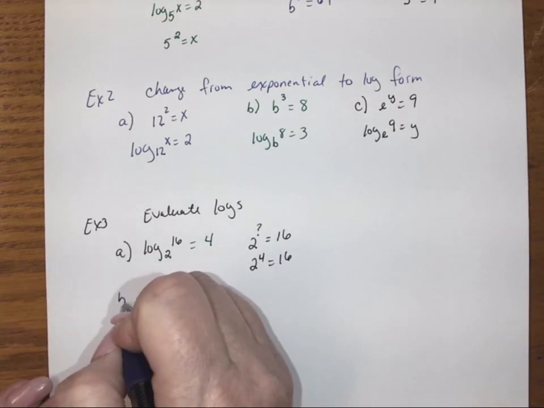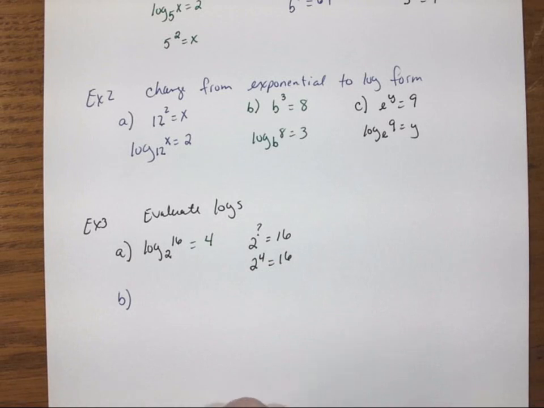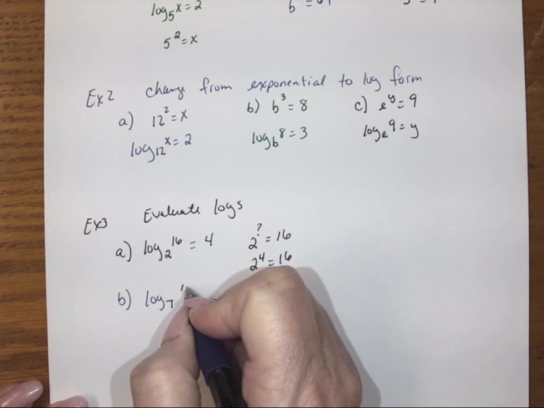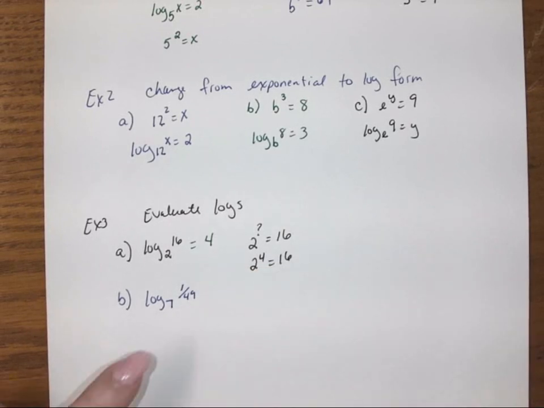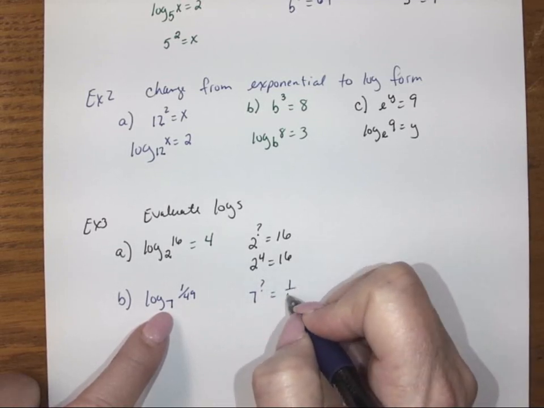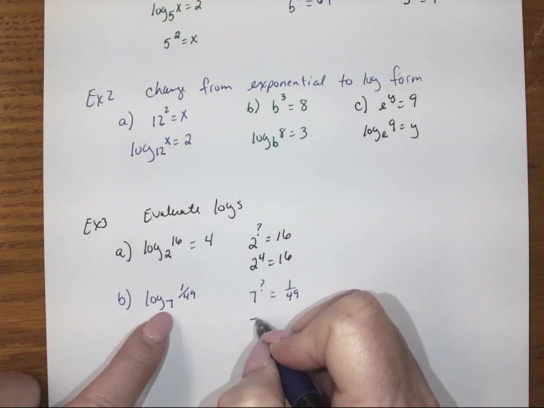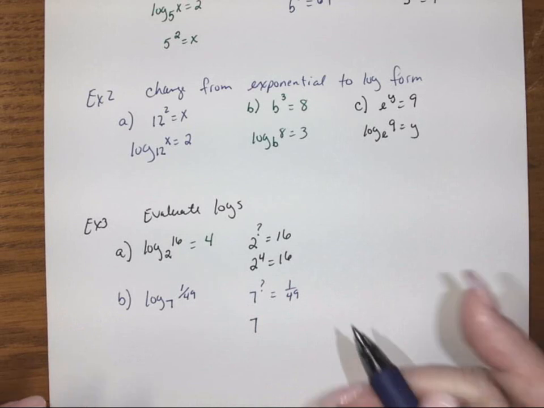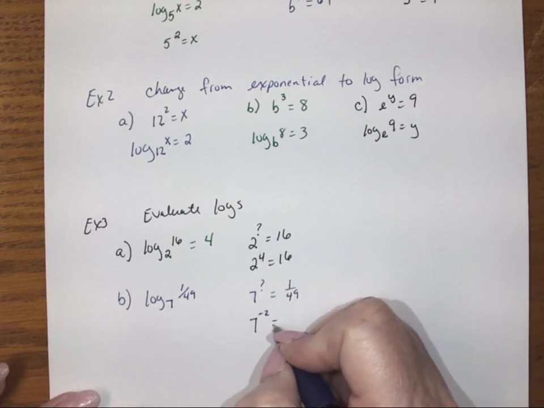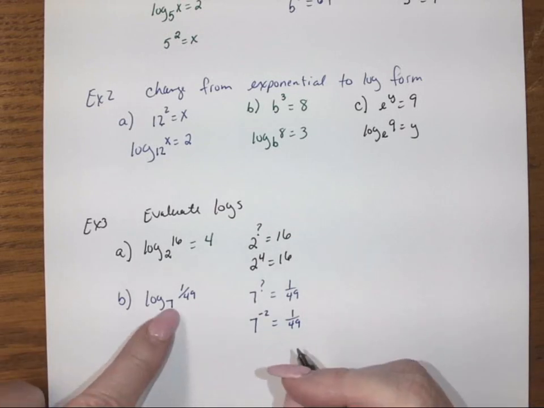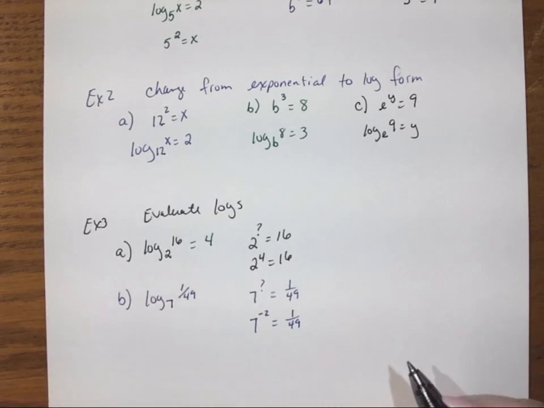If we look at another one, part B, we have log base 7 of 1 over 49. So we can look at 7 to what power gets us 1 over 49. Well, 7 squared is 49, but because it's in the denominator, it's going to be 7 to the negative 2 equals 1 over 49. So that tells us that log base 7 of 1 over 49 will be equal to negative 2.